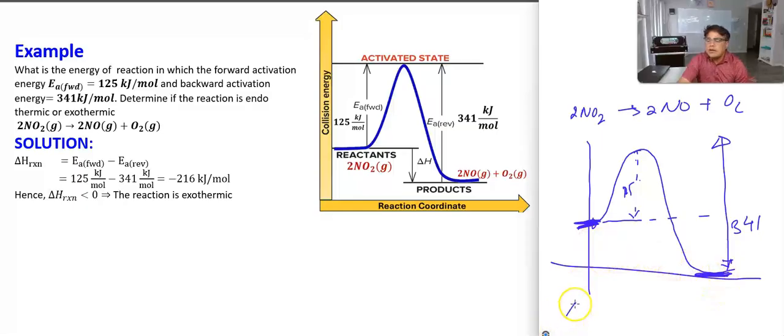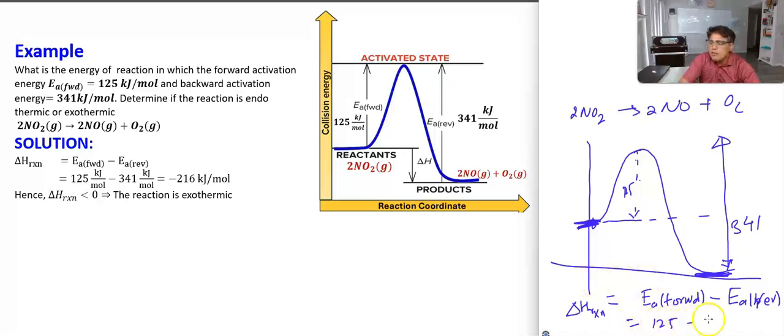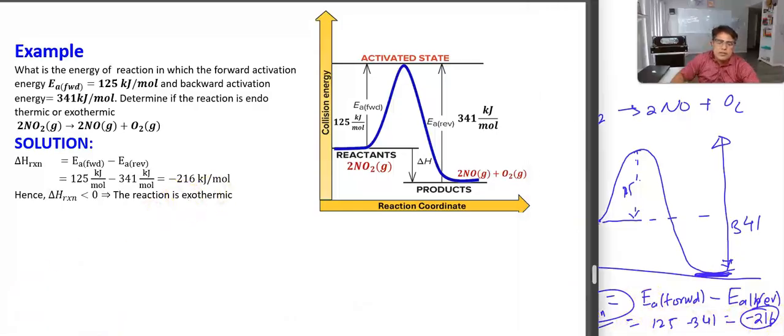But you can find out delta H of the reaction. If delta H is negative, then it is exothermic. If delta H is positive, it is endothermic. Remember the formula: delta H equals EA forward minus EA backward. Backward is denoted by reverse, right? EA forward is 125, and the activation energy of backward is 341, and that is minus 216. Okay, it is negative. Enthalpy is negative. It means it is exothermic. So this is the exothermic reaction.